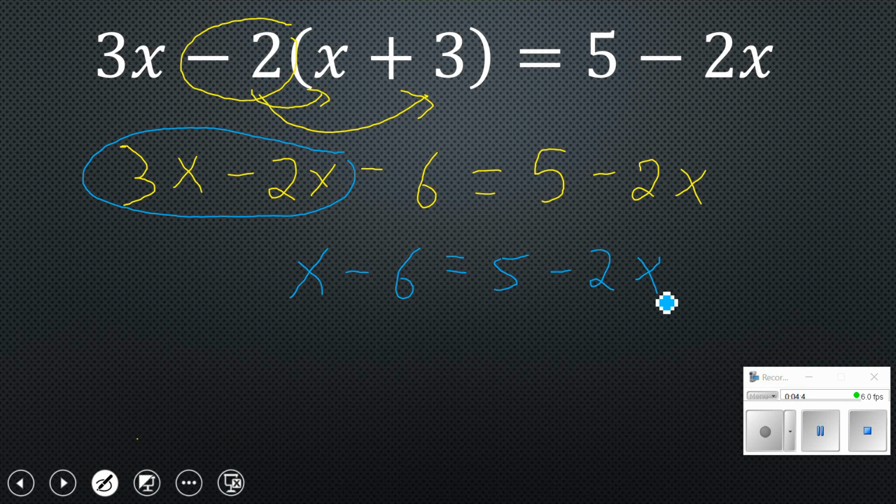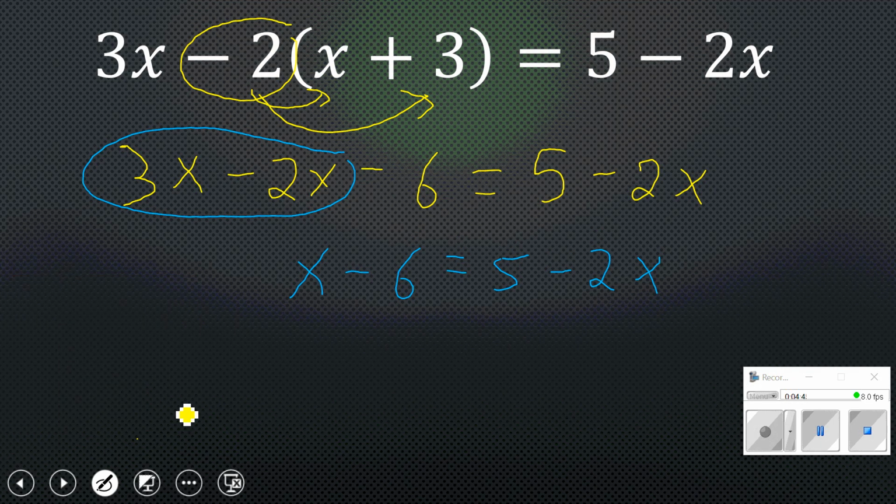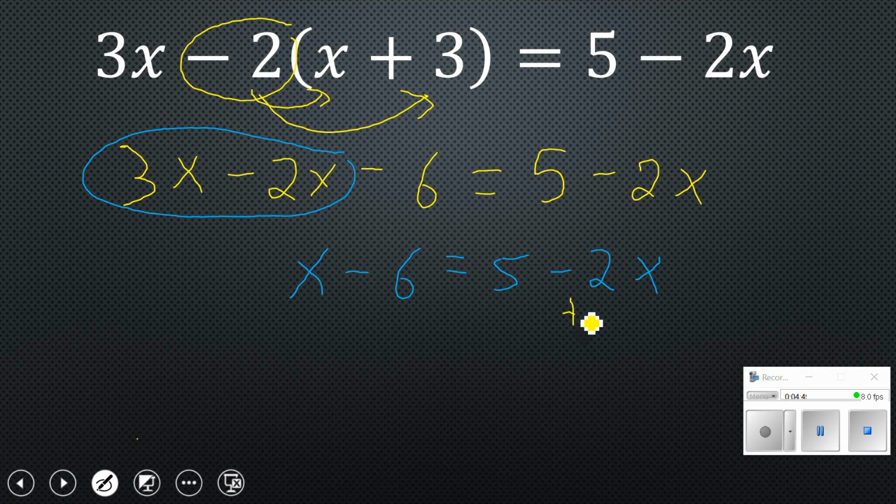And of course, we want to get all our x's on one side. So you can go either direction. You can either subtract x from both sides or add 2x. I'll choose to add 2x. But again, either way would be correct. And once we have that down, we'll add this up to give us 3x minus 6 equals 5.